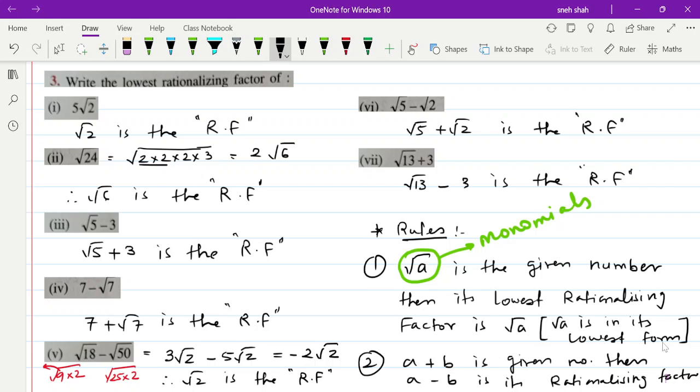So just remember the two rules of rationalizing factor and you can find the rationalizing factor for any given irrational number. This was question number 3. In the next video, we'll solve question number 4.